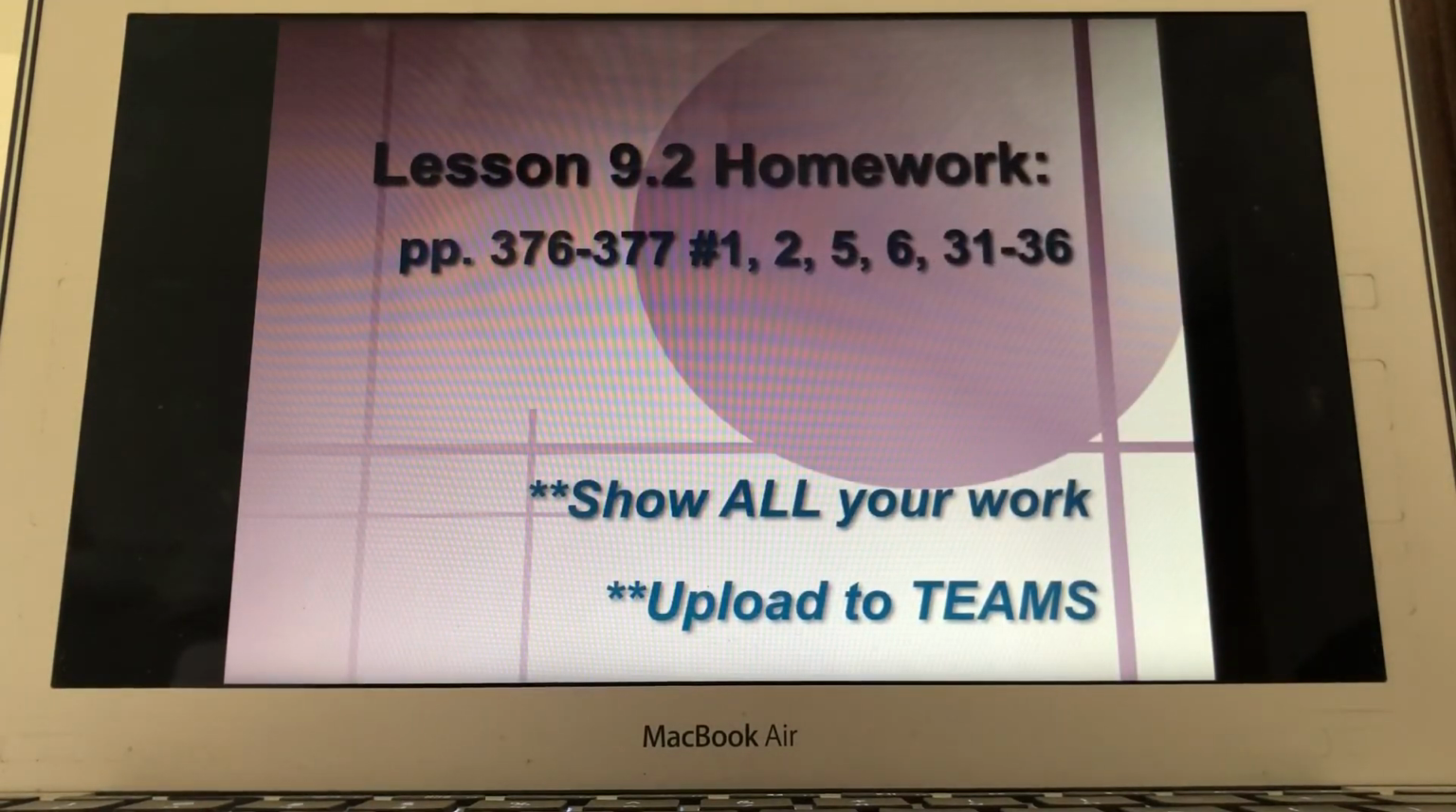All right, now here is your homework assignment. A couple of problems for you to practice with this as well, adding and subtracting your polynomials.